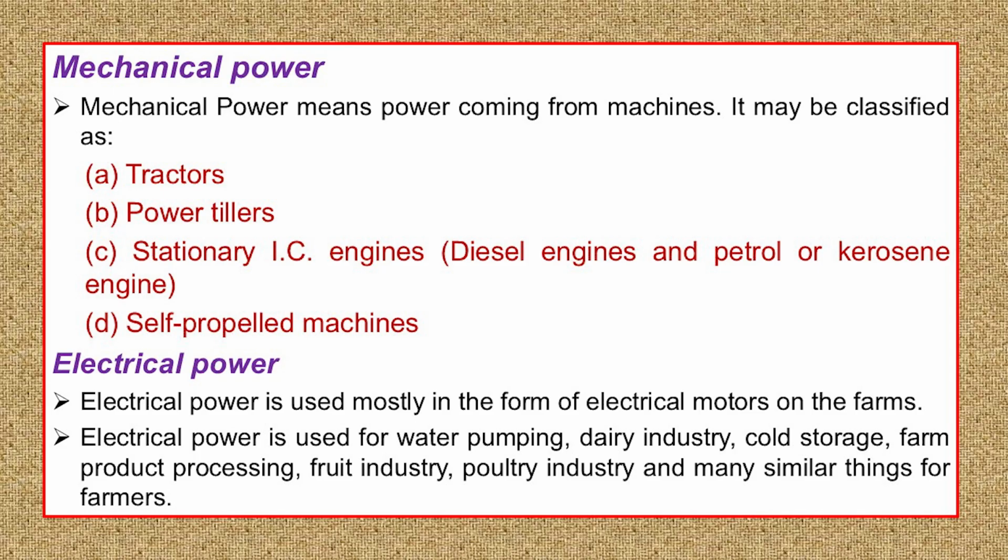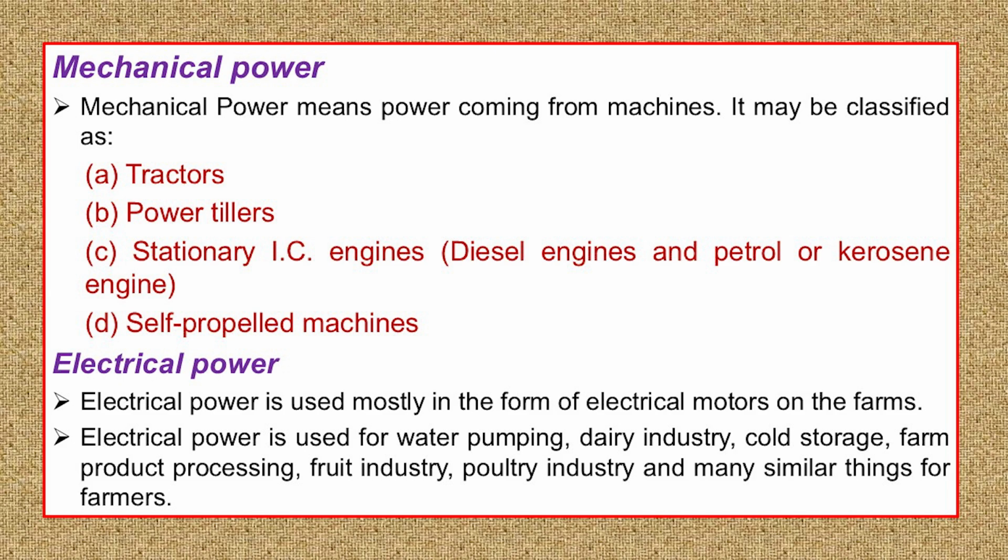The last type of mechanical power is self-propelled machines. Self-propelled machines, as I already told you in the beginning, are those machines that do not rely on some other power source. In the sense, they themselves have a power source.